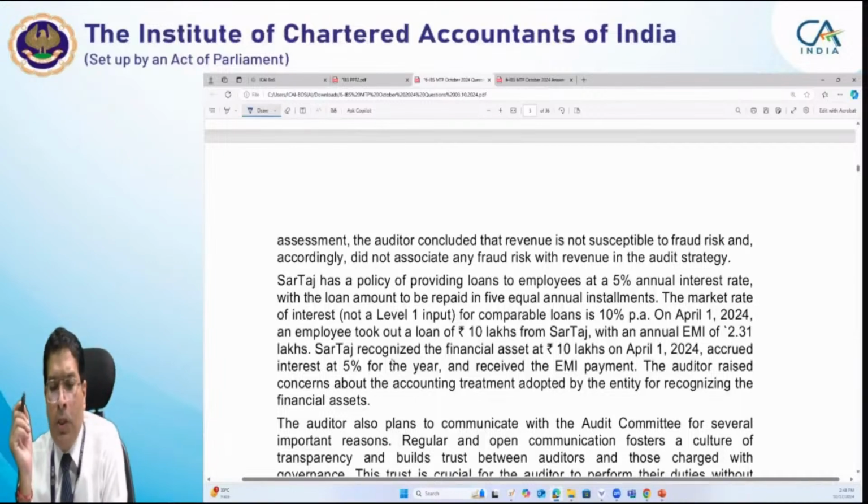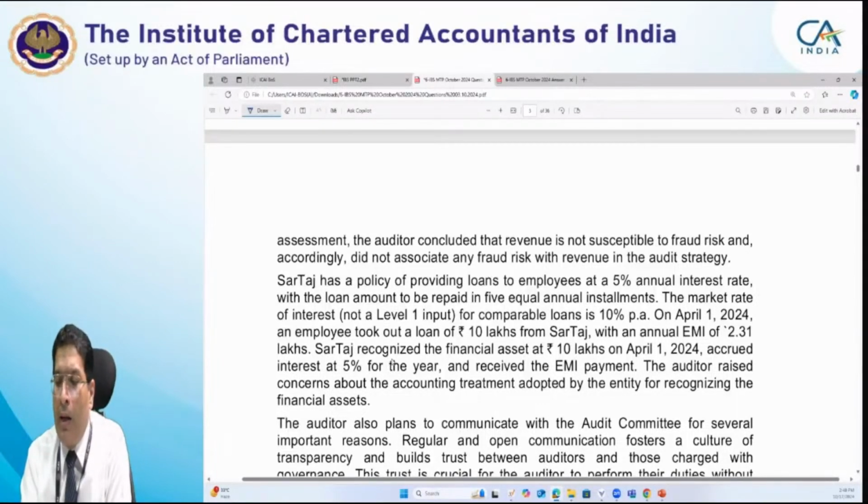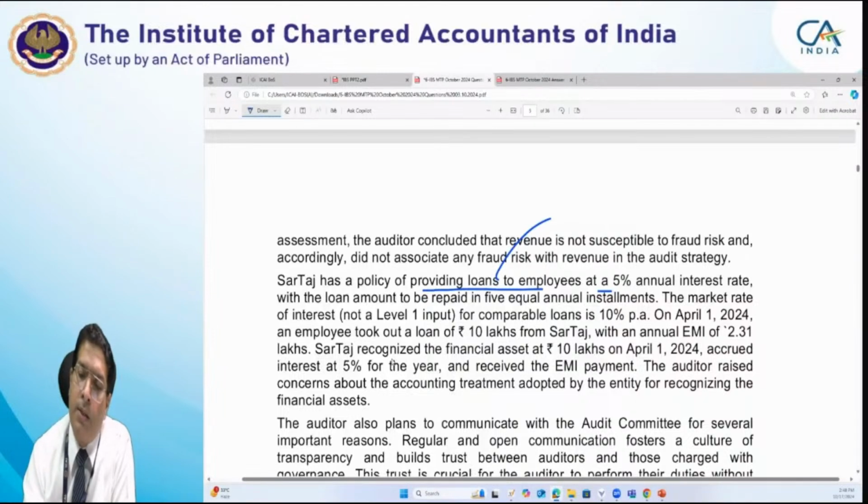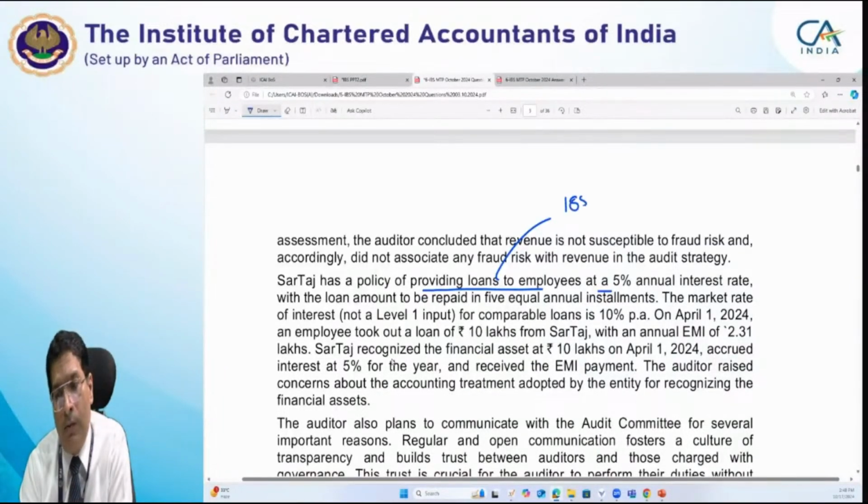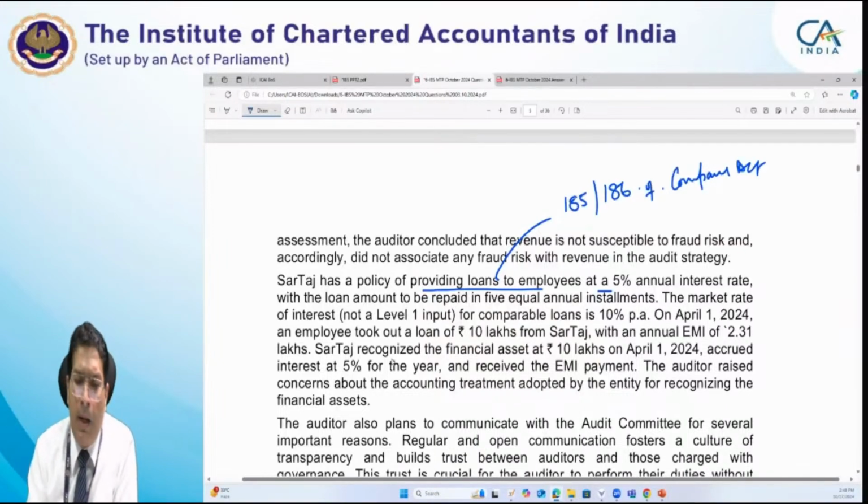Sartaj has a policy of providing loans to employees at a 5% annual interest rate. Because the company is providing loans, here it can be connected with sections 185 and 186 of the Companies Act. Okay. The market rate of interest for a comparable loan is 10%.